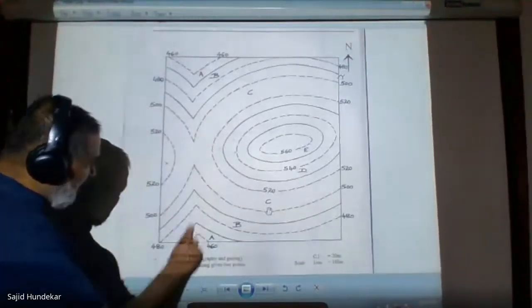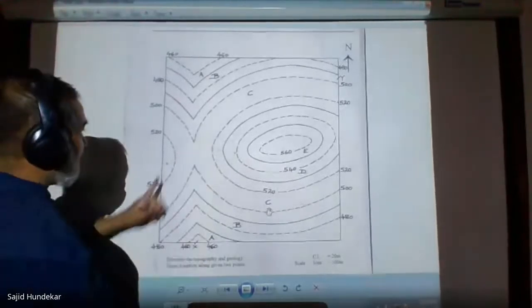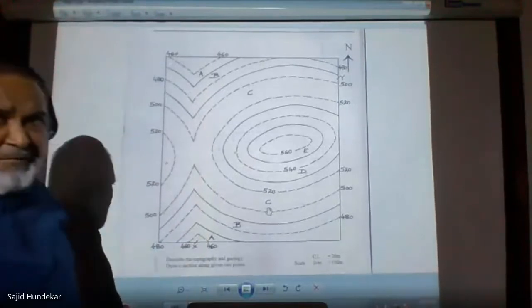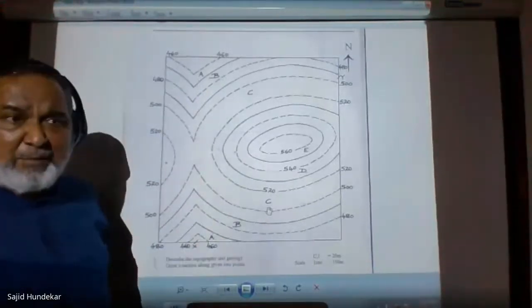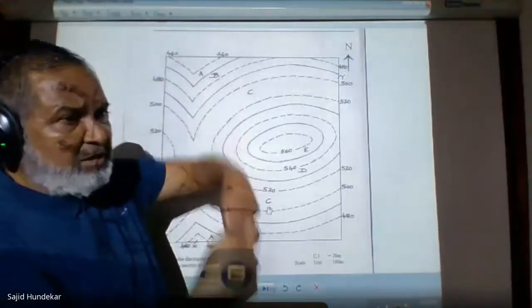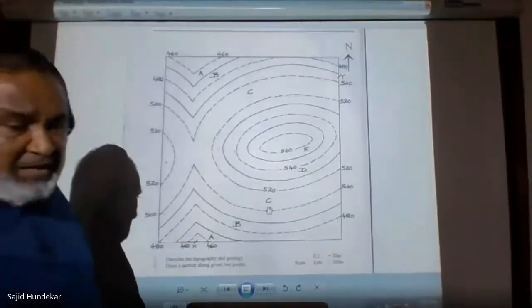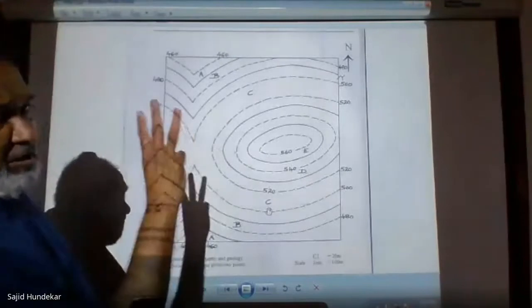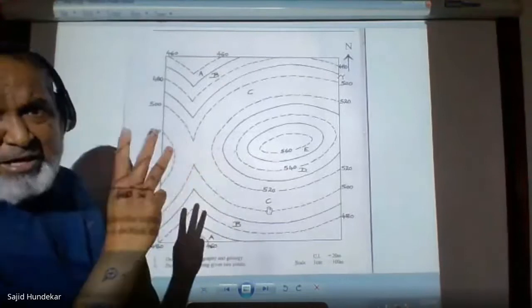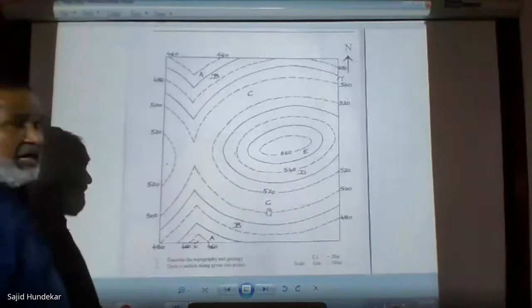Here we have one valley, and here we have another valley, but these two valleys are running in opposite directions. This valley is running towards the north, and this valley is running towards the south. When valleys run in opposite directions, the portion of high ground between them is called a saddle. When two valleys run in the same direction, forming a portion of high ground in between, it is called a spur. But when they run in opposite directions, it is a saddle.